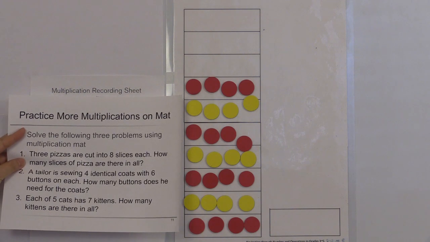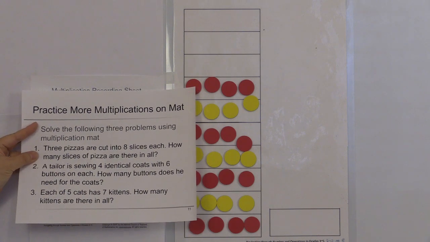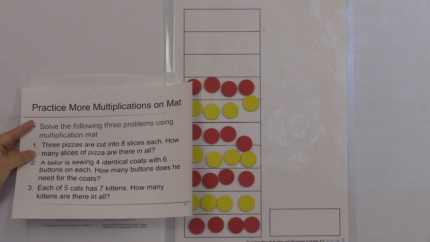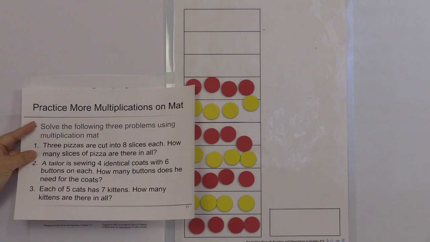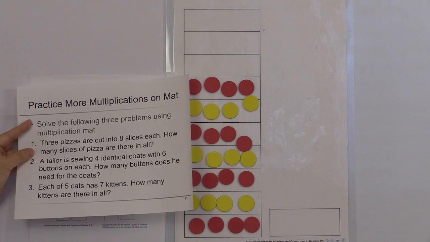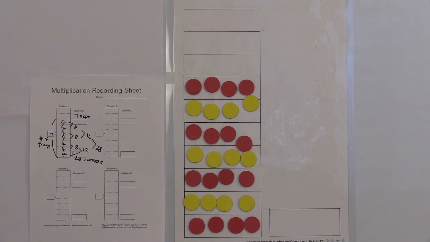Okay, good. So I want you to do this for your own learning. If you go to the PowerPoint here, there are multiplication math problems. I want you to practice so you can teach your kids, at least 1 or 2 problems from here. For example, 3 pizzas are cut into 8 slices each. How many slices of pizza are there in all? How many groups? 3 pizzas. And how many in each group? 8 slices each.